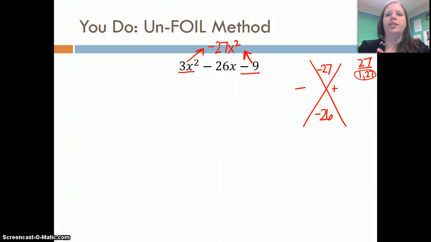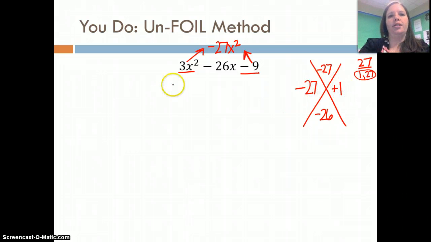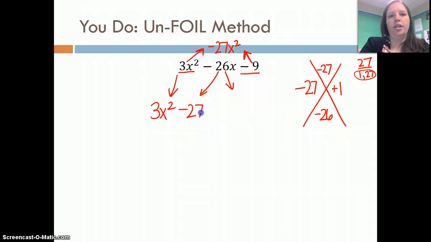How do I get negative 26 out of that? Well, the 27 has to be the negative. The 1 has to be the positive. So keep 3x squared, split negative 27x plus, and I'm just going to put plus 1x, and minus 9 here. Order of those two factors does not matter.